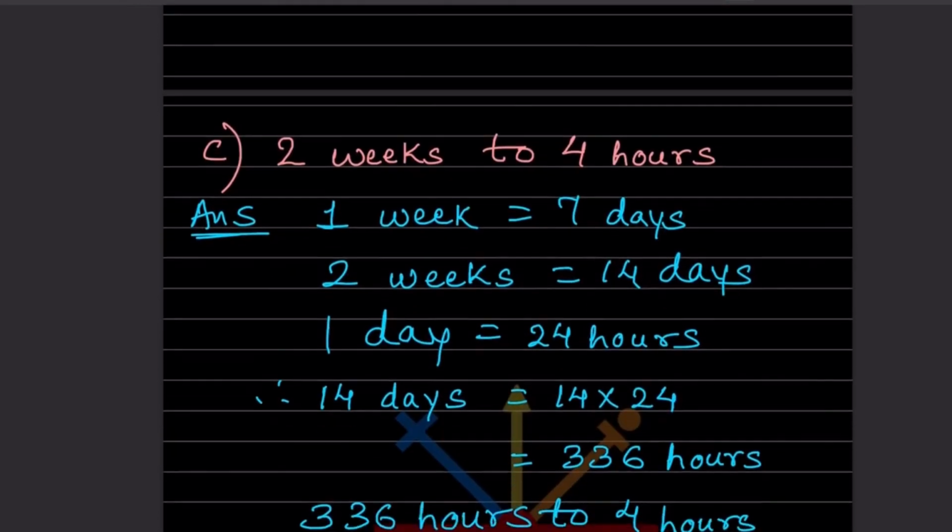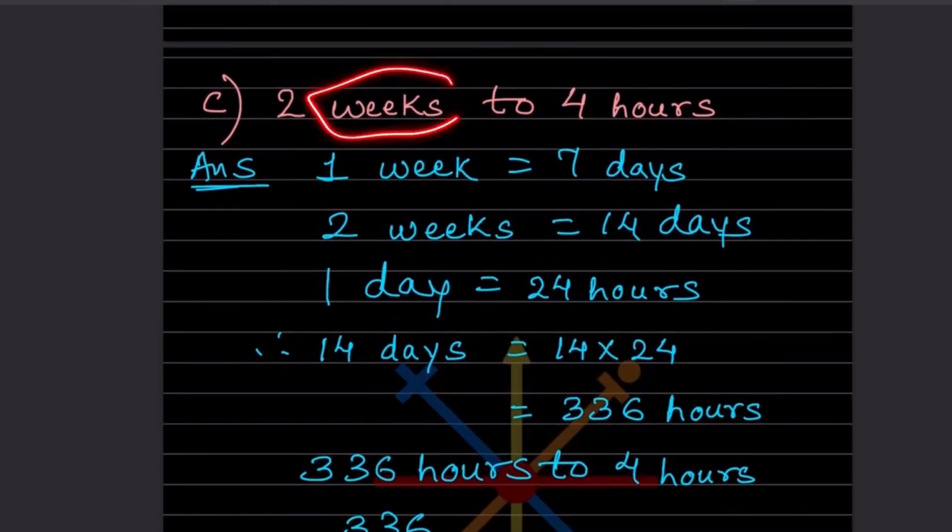Now here it says that this is 2 weeks and this is 4 hours. So now what I did, I converted the weeks. It's not easy to do it directly in hours. So first we will do: 1 week is how many days? 7 days. So we have 2 weeks. 2 weeks is how many days? That is 14 days. Now what you know is 1 day is 24 hours, right?